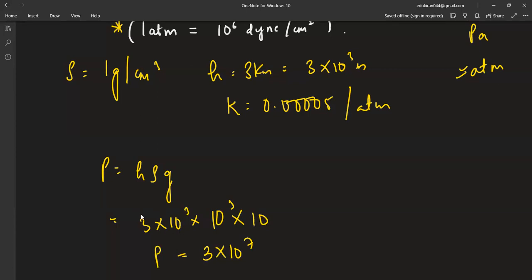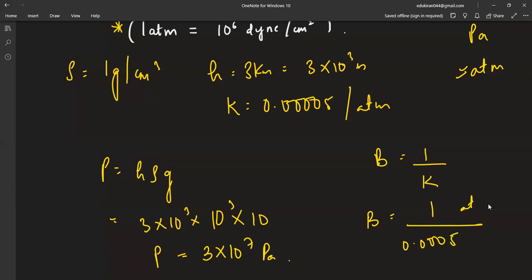This was given in how much? This was in meters. This was density 1 gram. So we have written it in SI. So this is in SI unit, pascals. All right. This is the pressure. Now see, bulk modulus can be written as 1 by K, right? So bulk modulus can be calculated as 0.0005. This will be in ATM.